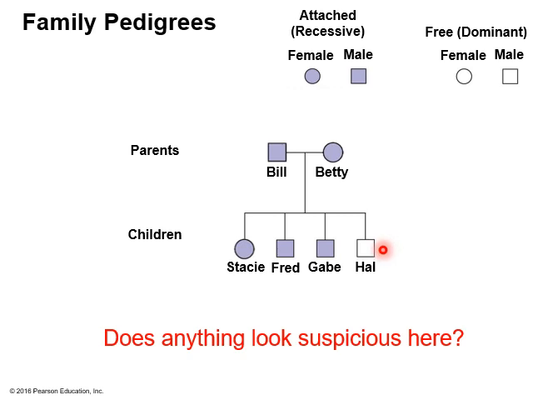So you should all at this point be saying, ooh, what happened here? And so it's most likely that either Hal is adopted or perhaps there was some infidelity going on here. Either way, Hal cannot be the kid of Bill and Betty.